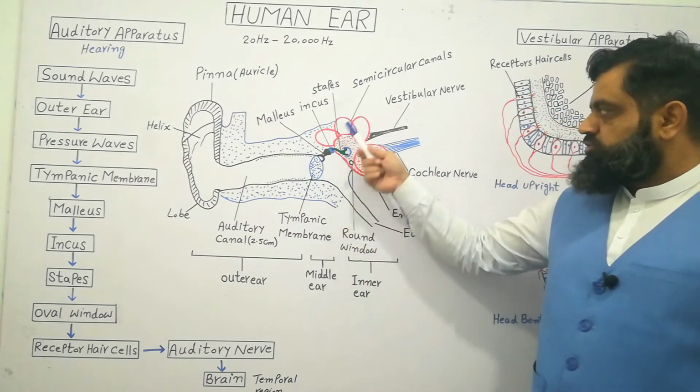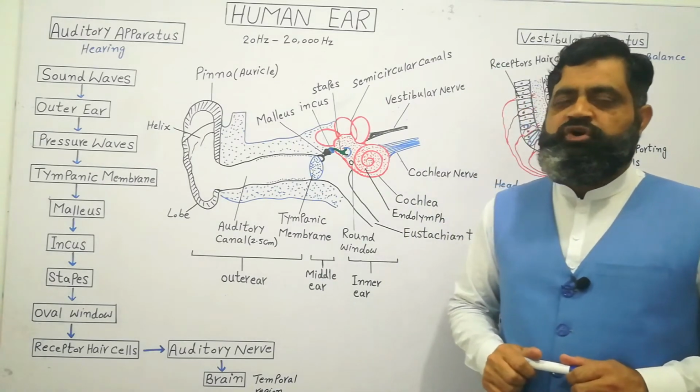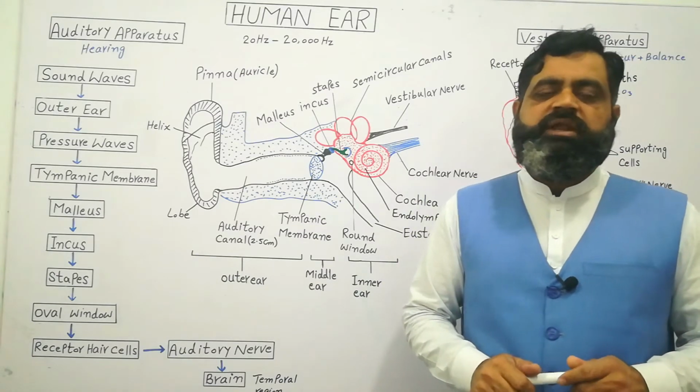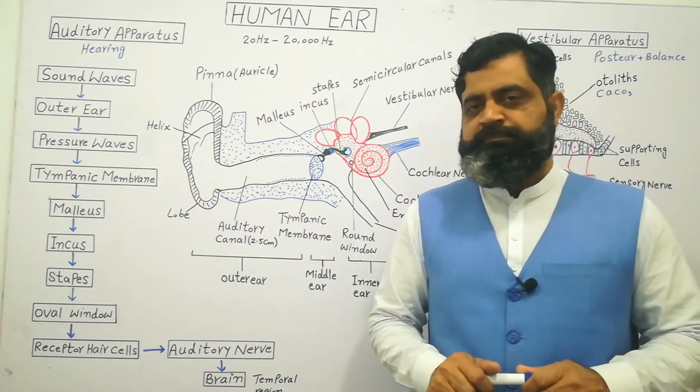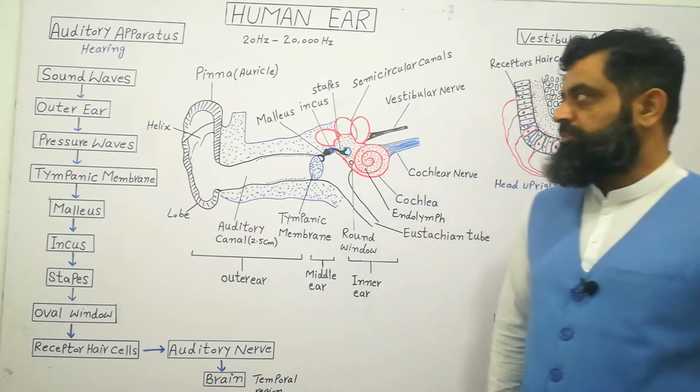If we look at the structure of inner ear, it contains two types of apparatus. One is auditory apparatus and the second one is vestibular, which maintain balance and equilibrium of the body. First of all, we are going to look at the structure of auditory apparatus.